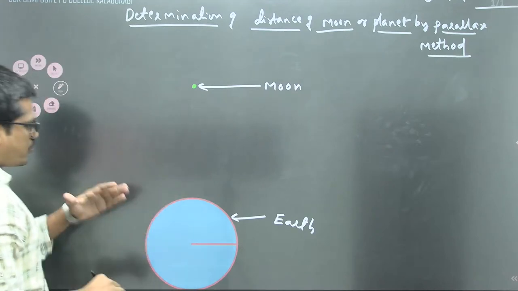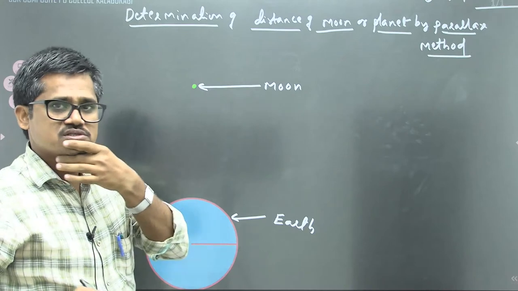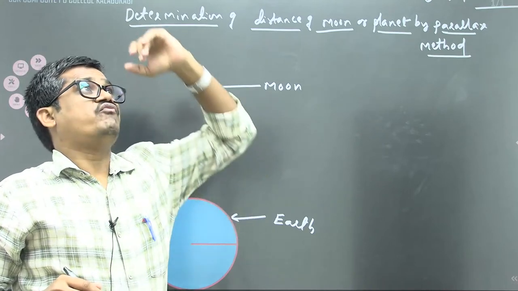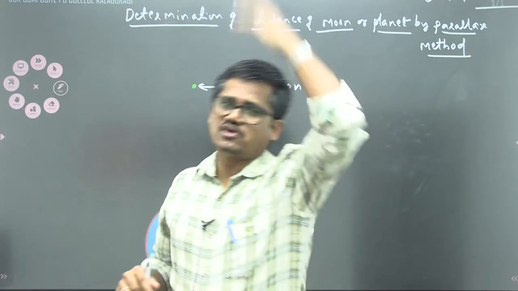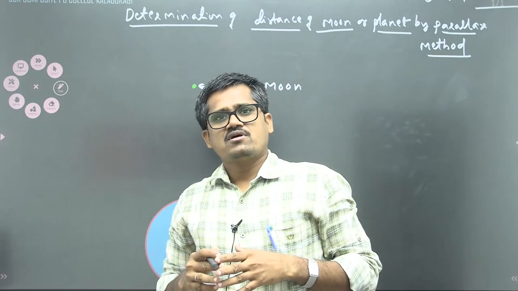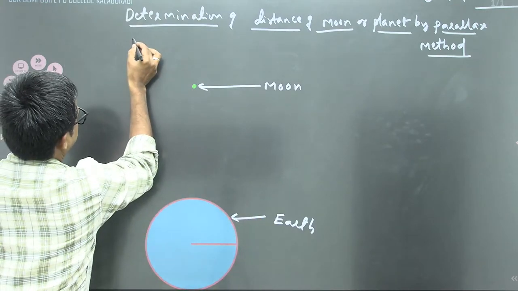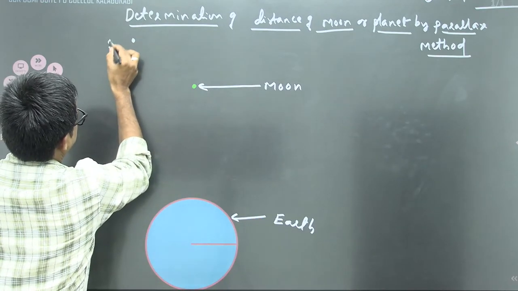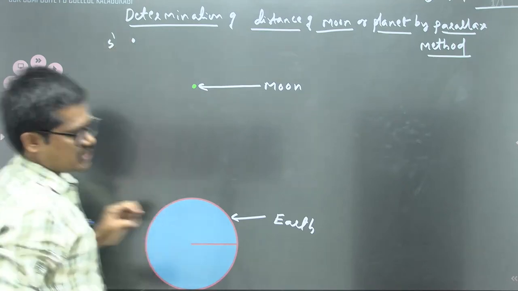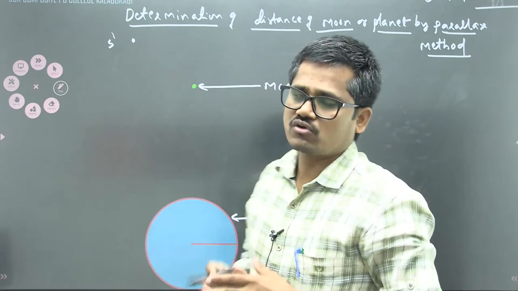From two points, one thing is the moon is very near to us. Now consider a far off star, a very far off star. Plenty of stars will be there in the sky. Let us consider a very far off star. Let me say this star be S dash. Very far off star, right?